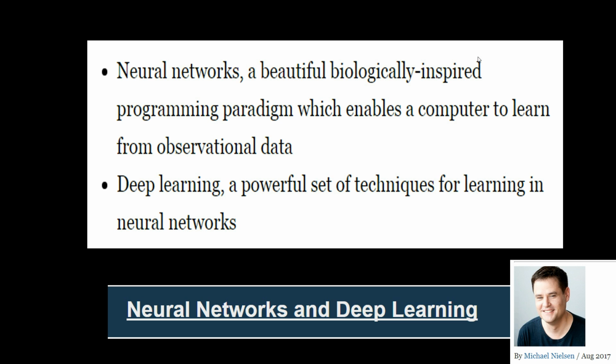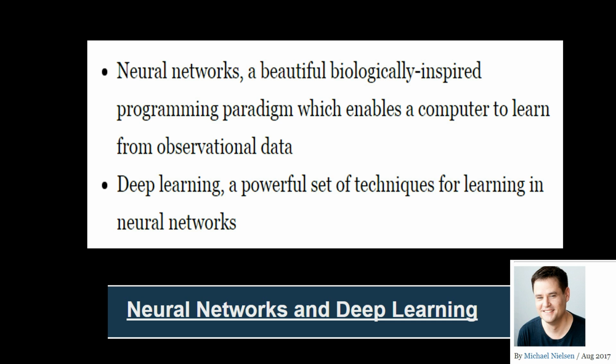This is a definition I took from the ebook by Michael Nielsen. I'll give you the link to this ebook. It's really a very good book if you want to grasp the theoretical concepts of neural networks and deep learning. It's really an amazing book. And I really like this definition: a neural network is a beautiful biologically inspired programming paradigm which enables a computer to learn from observational data. And deep learning is a powerful set of techniques for learning in neural networks.